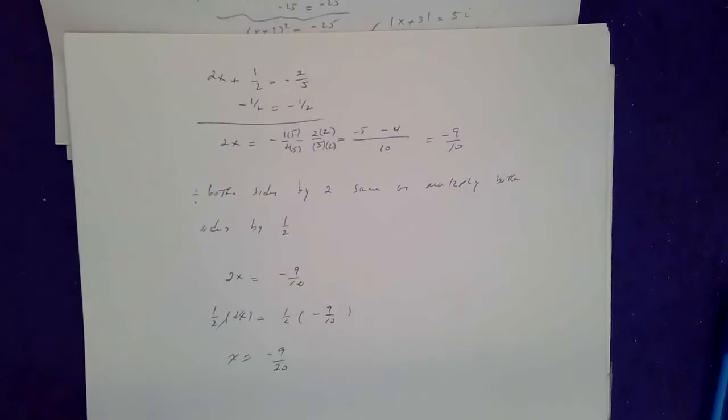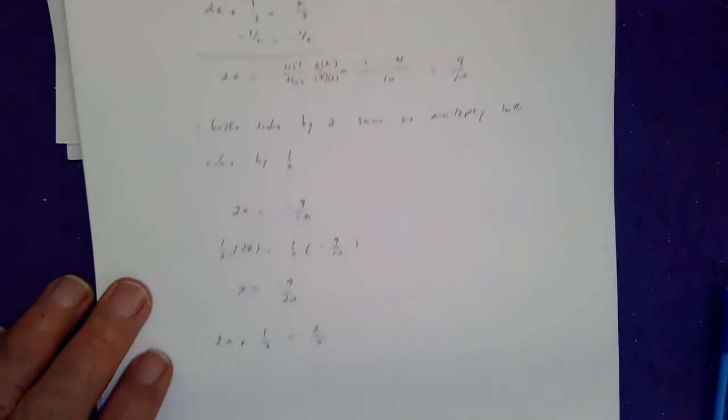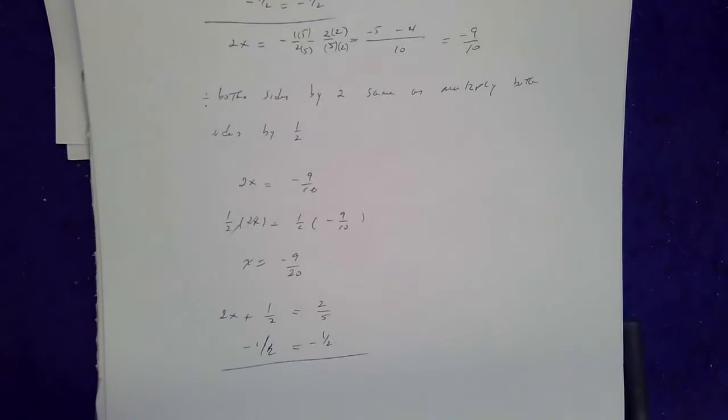Okay, so that's pretty much one of the answers. The other one comes from the fact that 2x plus 1/2 could also be equal to positive 2/5. Once again, you subtract what? 1/2 from both sides. And when you do, what would you end up with?